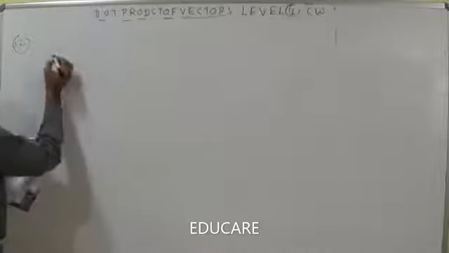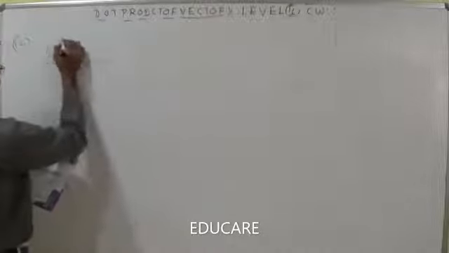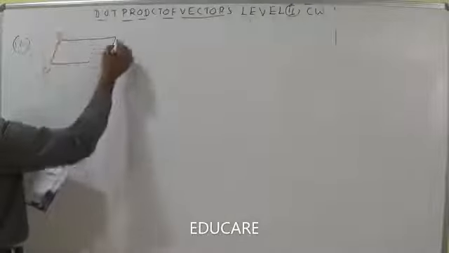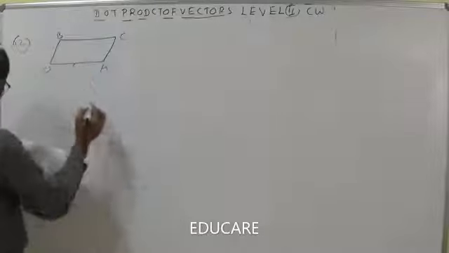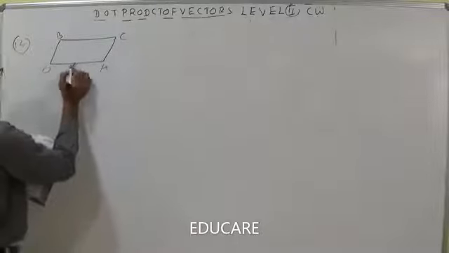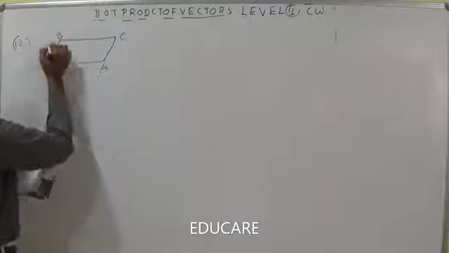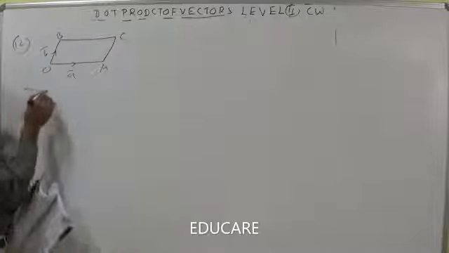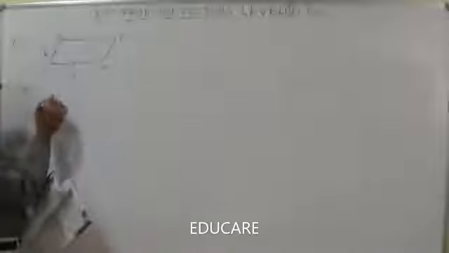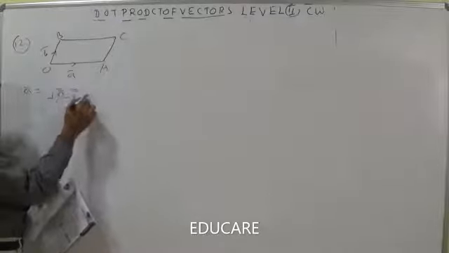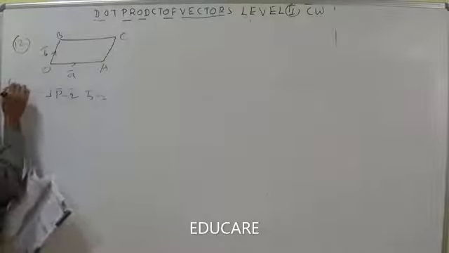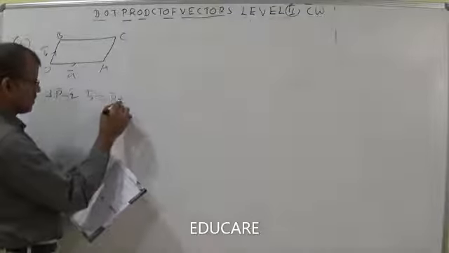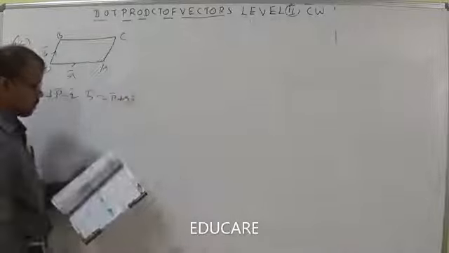In a parallelogram, let us draw the diagram, parallelogram, put here O, this is A, this is B and this is C. Let the position vector of OA equal to A bar and OB equal to B bar. A bar he given as 3P minus Q. B bar is equal to P bar plus 3Q bar.